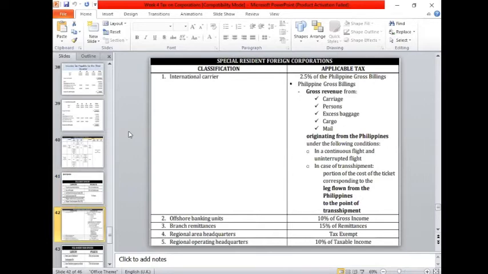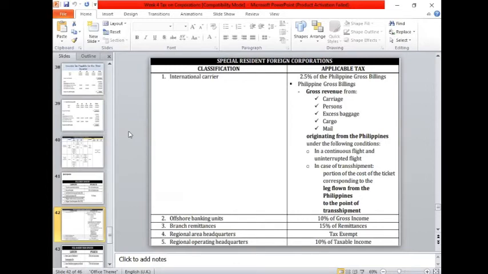If the special corporation is a special resident foreign corporation, what are those special resident foreign corporations? Of course, we have the international carrier or international cargo. The special tax applicable is 2.5% of the Philippine gross billings. And the Philippine gross billings are the gross revenue from the carriage of persons, excess baggage, cargo, and even the mail. And make sure that this gross revenue is originating from the Philippines.